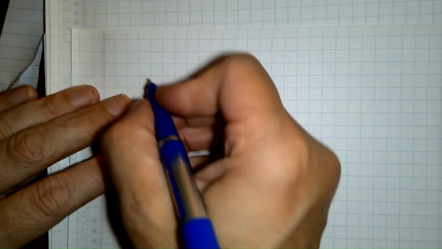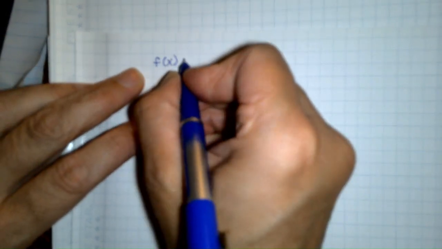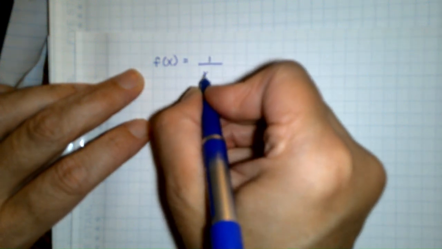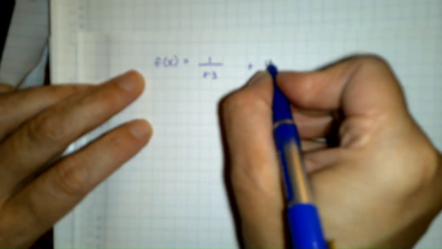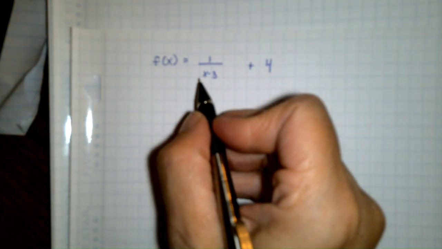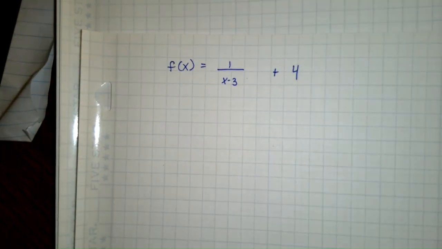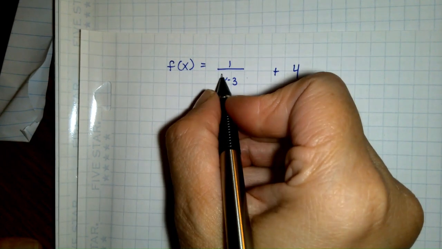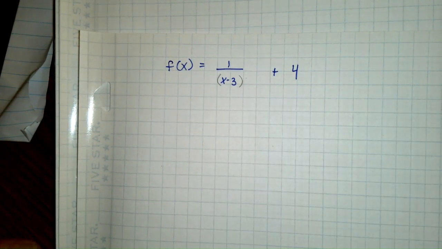So let's try to use what we know. If you've watched my other videos, you know I've done a lot of HK shifts, and this is going to hold true still. So f of x is going to be 1 over x minus 3 plus 4. Okay, so focus. Even if your problem doesn't have parentheses around the denominator, there's understood parentheses around the denominator.